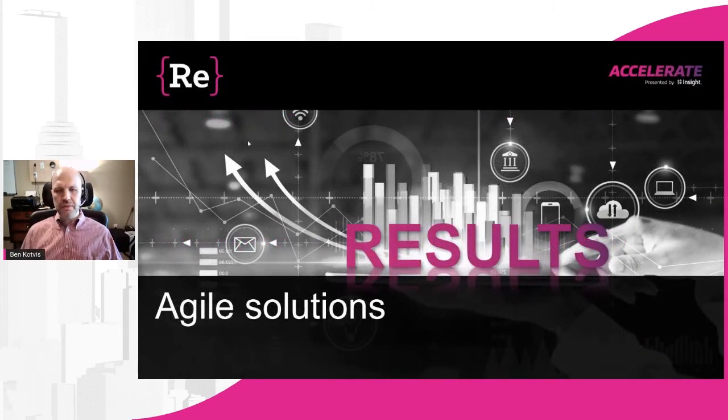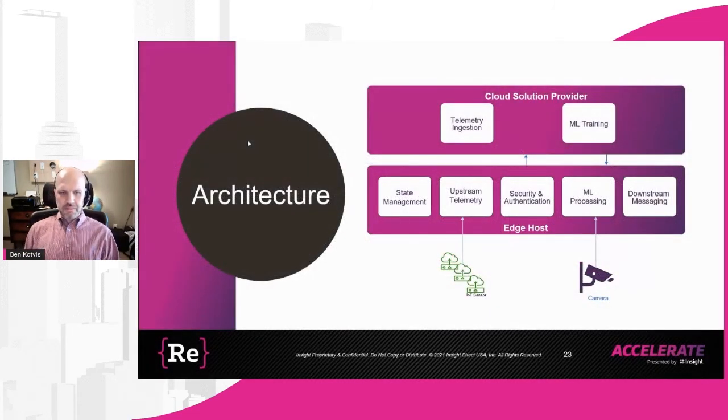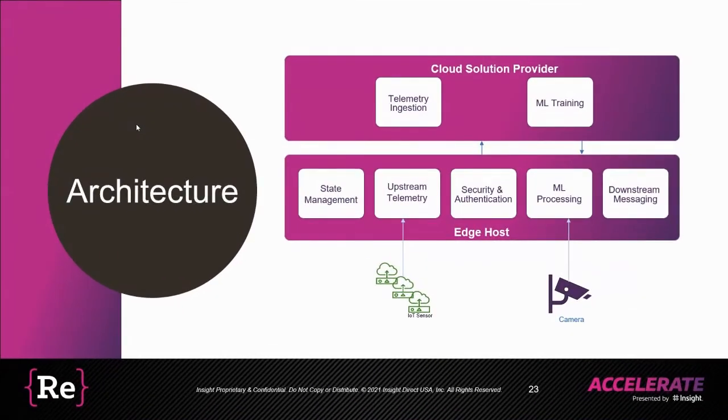So our results are going to be agile solutions. This architecture that I've placed here provides an illustration of our concepts. We've got sensors and cameras that are sending information to the intelligent edge host, which has these containers running inside of it. These containers are going to deal with certain concepts like state management, telemetry, security, ML processing, and downstream messaging.